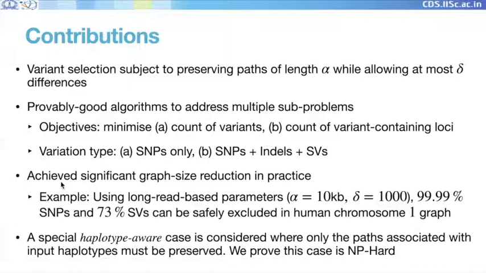Using various algorithms that we propose in this study, we achieved significant graph size reduction. As an example, using long read based parameters, which are alpha equals 10,000 base pairs and delta equals 1,000, we observed that 99.99% of SNPs and 73% of structural variation can be safely excluded in the human chromosome 1 graph.